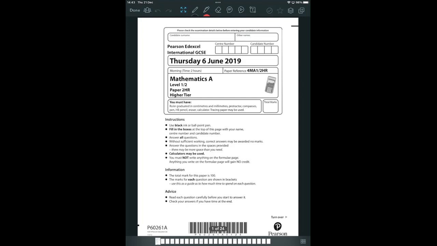This is going to be a full paper walkthrough of the June 2019 2HR paper. As much as possible, I have not looked at this paper before, so you'll be seeing my first reactions, as well as hopefully getting hints or tips for attempting this paper yourself. As always, whenever you sit down to a paper, make sure you've got all the equipment close by: your calculator, protractor, compass, etc. Without further ado, let's get straight into it.